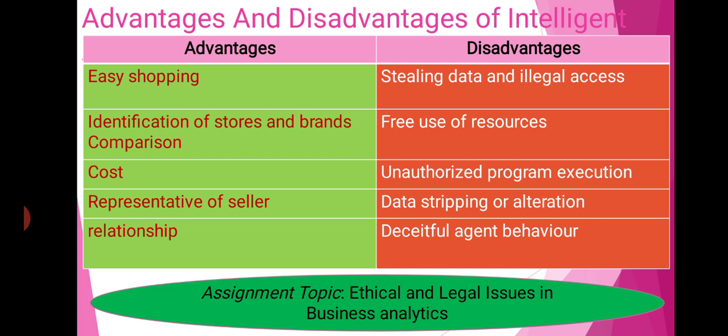So these are all the advantages and disadvantages of intelligent agents. So that's all about intelligent agents and artificial intelligence. So with these words, let us conclude this module here.